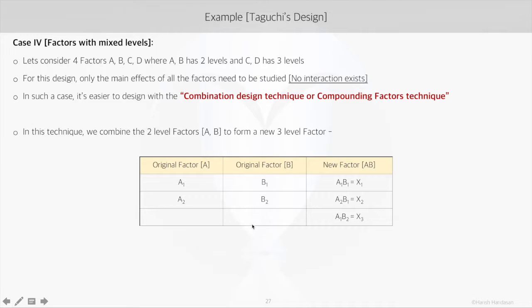Let's look at this table. Now here we have factor A and B with two levels. Factor A has got A1 and A2 as its two levels. B is represented by B1 and B2. Now what we do is we combine A and B to form a new factor by multiplying their levels. So for the new factor, the first level comes by multiplying A1 with B1. The second level comes from A2 B1, and the third level comes from A1 B2.